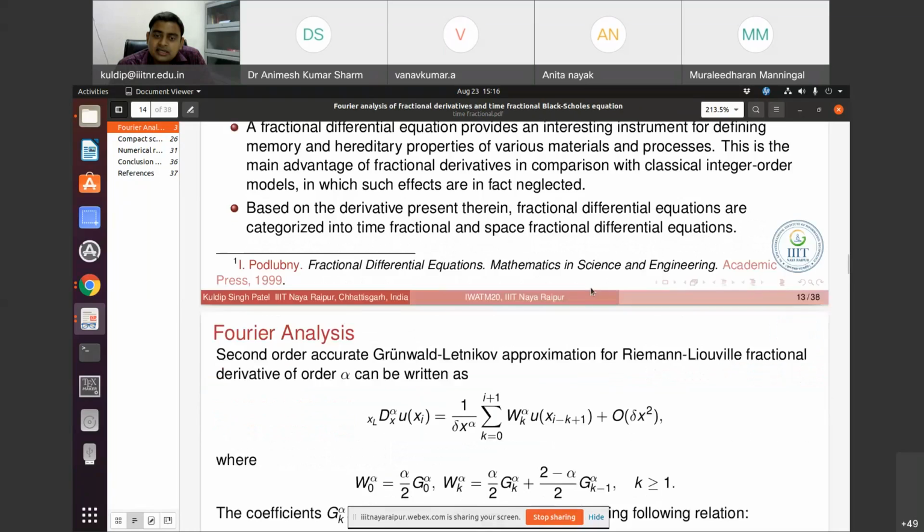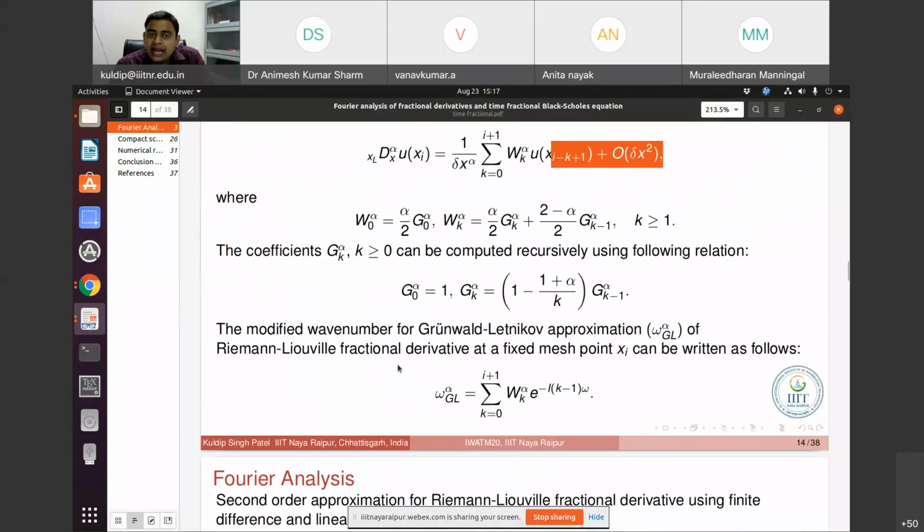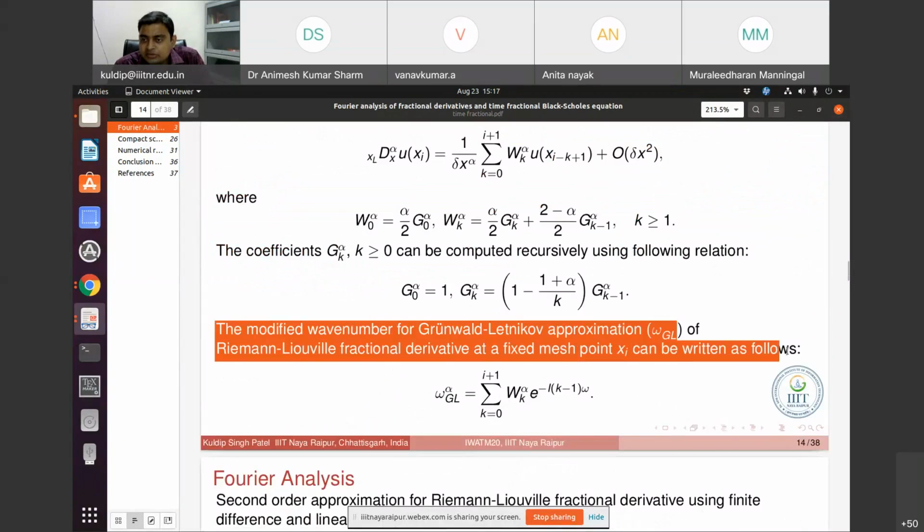First is the second order accurate Grunwald-Letnikov approximation for the Riemann-Liouville fractional derivative, which can be written as this. These are the existing results that we can find, that is, the GL approximation for Riemann-Liouville. And we have obtained the modified wave number; for details, you can see my paper.